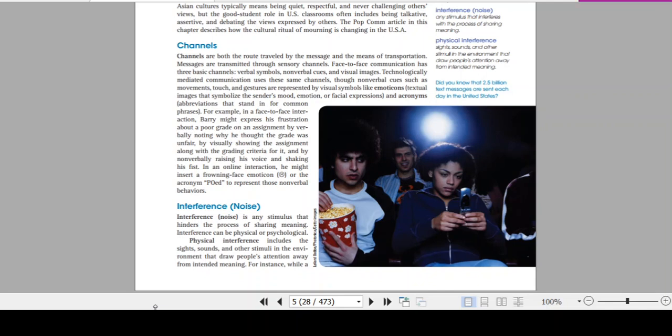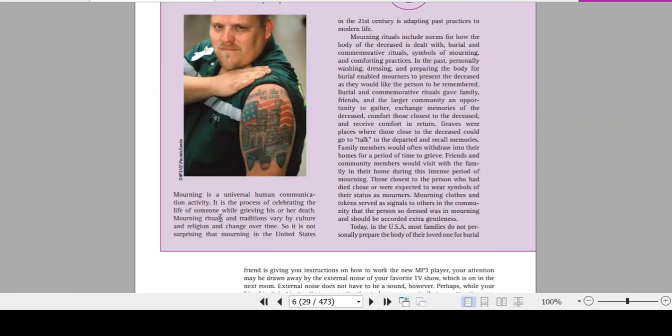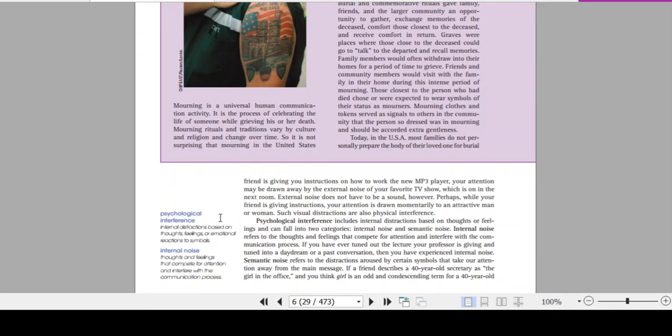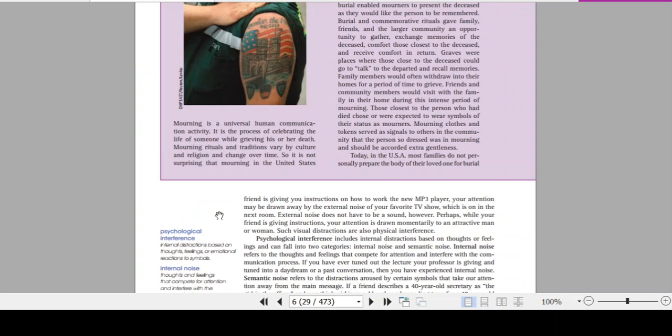So what would happen is the physical interference. The people are actually involved in a physical setting, so they're not paying attention. So this is called physical context.